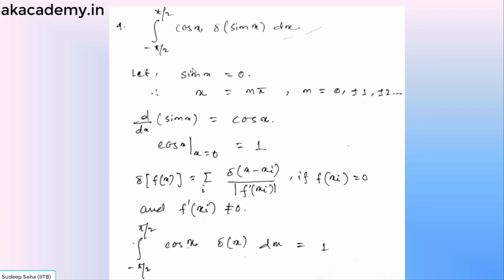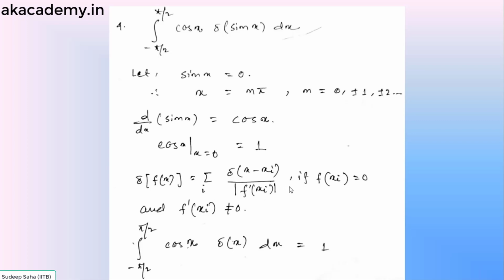Okay, this problem: minus pi to plus pi cos x delta sin x. Okay, so minus pi to plus pi, this is our limit, so we have to put this function equal to 0 and find its roots. So this is x equal to n pi, n equal to 0, plus minus 1. Okay, now see that if you put 1 or minus 1, this is out of this limit, so we won't bother about those points. So the only value that matters to us is at x equal to 0. Okay, now the next step is to take the derivative of the sine function, which is the cosine function, and the cosine function value at x equal to 0 is 1.